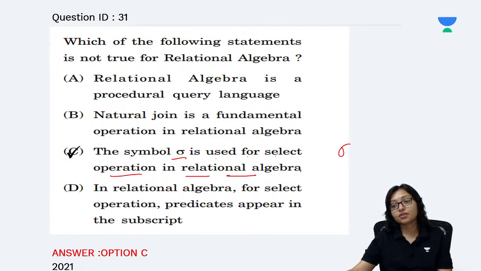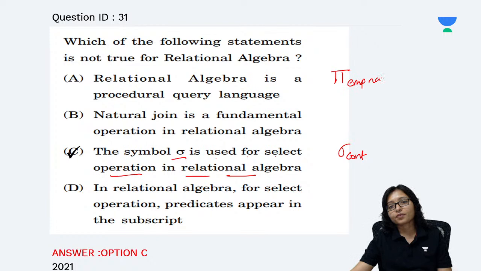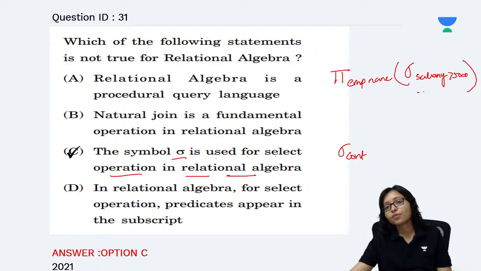It is used for the condition operation. It's not for the select operation. Here you are making a mistake. Option C: select, see, that project. Actually we are writing project, something like project employee name, and then here we write maybe salary greater than 5,000. So why are we using it?